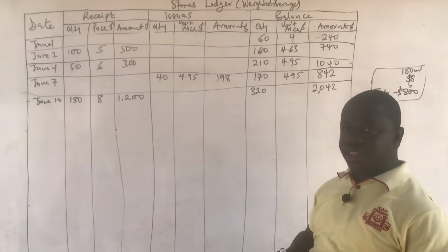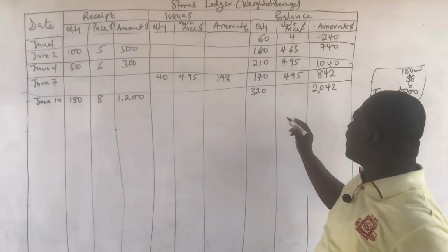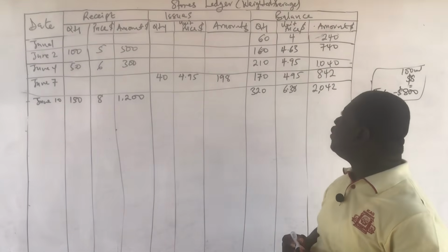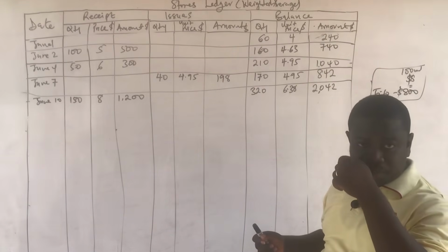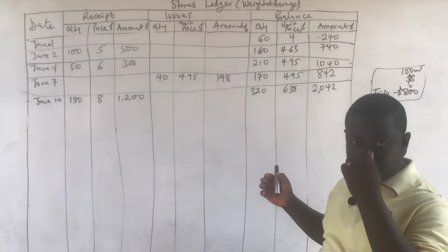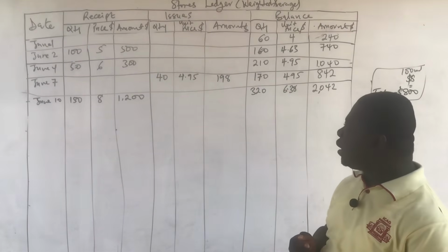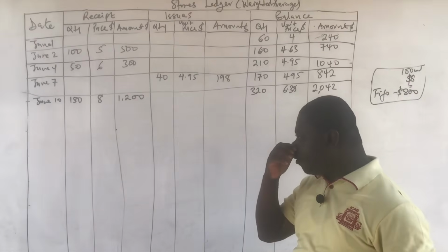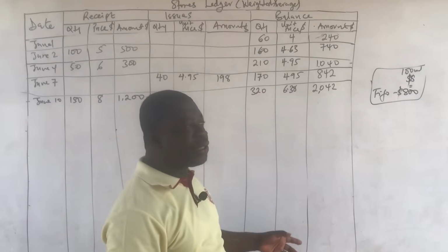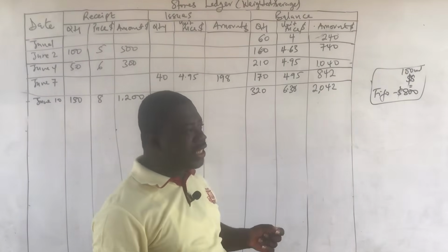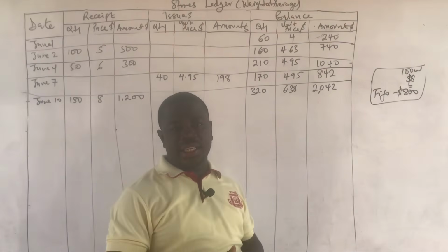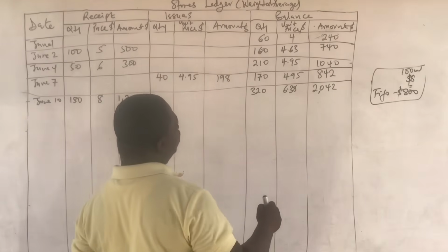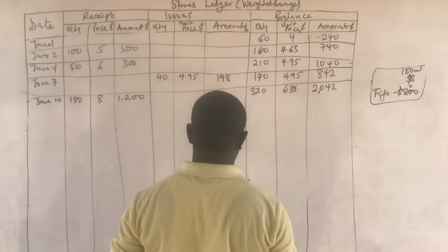2,042 divided by 320 gives us $6.38. In fact, currency must be to 2 decimal places. I know you may have so many decimals, but you have to round them to 2 decimal places. That is why, when it comes to weighted average, final answers may not be the same. They may be different in decimals, but the most important thing is that you are getting the principle right. But make sure you learn how to approximate as well, so that we can all get the same answers.